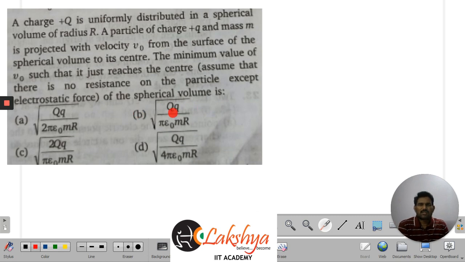So that means it is a similar problem only. It is also a volume distribution of charge. They are directly asking that the particle just has to reach from the surface to the center here.